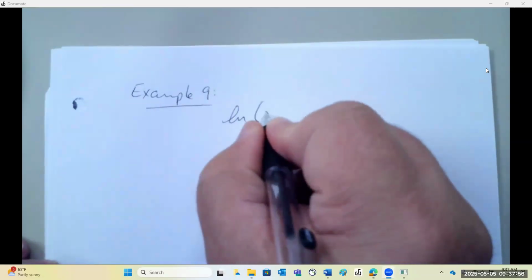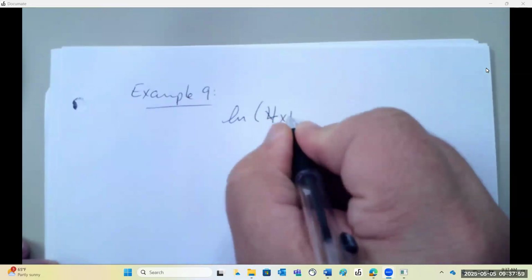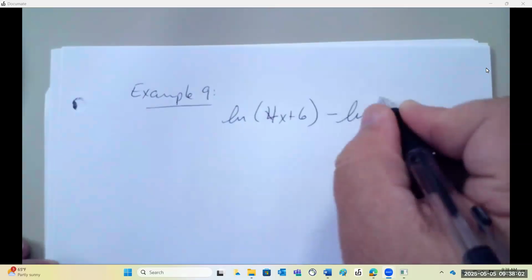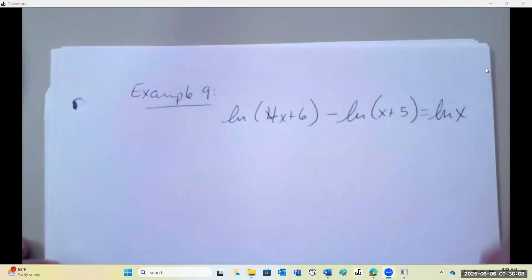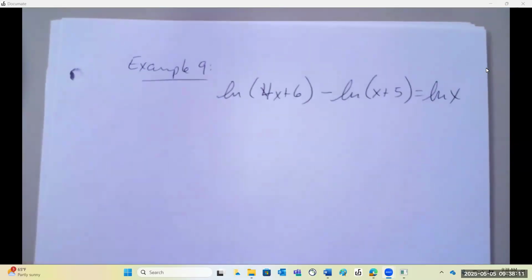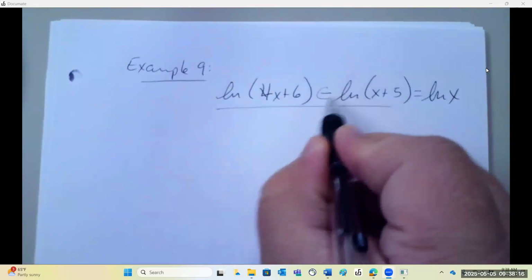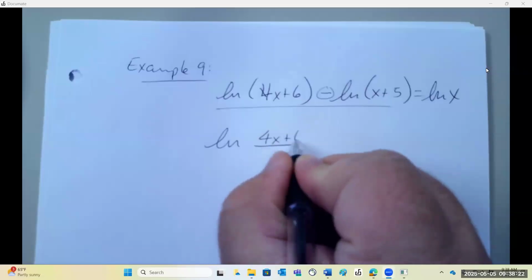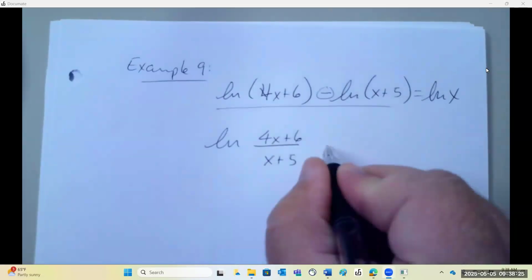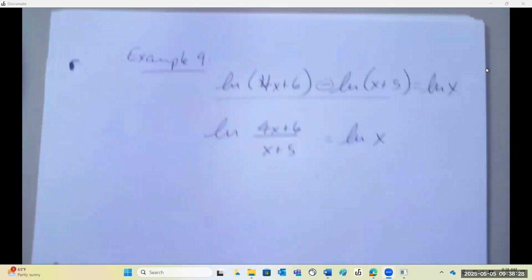And the last one. Example 9. ln (4x plus 6) minus ln (x plus 5) equals ln x. On the left-hand side, because it's a minus, I can make it into a division. ln of (4x plus 6) over (x plus 5) equals ln x.